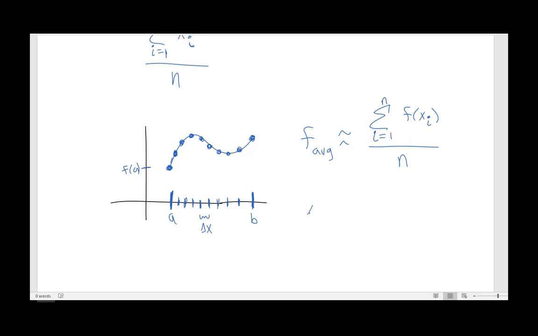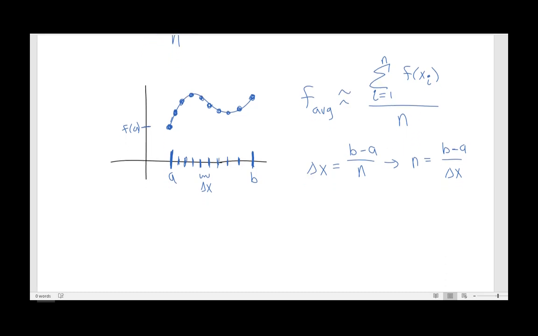So as we've done before, we find our delta x by finding the length of the interval, b minus a, and dividing by how many segments we want. So if I solve this for n, I'm going to multiply the n to the other side and then divide by the delta x. So my n is b minus a over delta x. So I'm going to plug that in for my n value here.